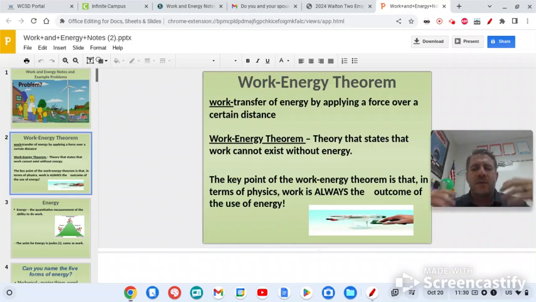So first we need to understand what work is, okay? But to understand work, you have to have a basis of what energy is. But work is the transfer of energy by applying a force over a certain distance. So if I use some energy to push a box across the floor 10 meters, that's work, okay? So the key point of the work energy theorem is that in terms of physics, work is always the outcome of the use of energy, all right? So make sure you understand that.